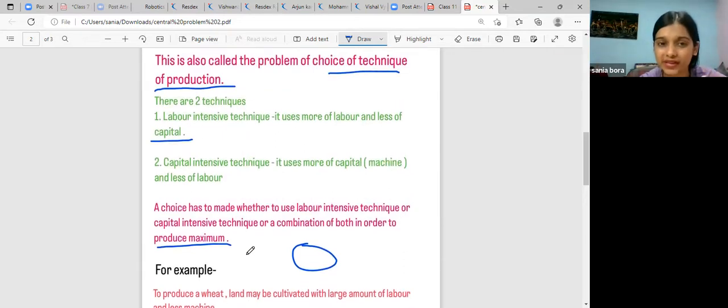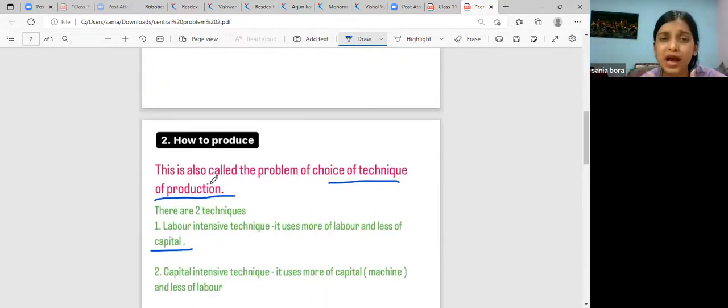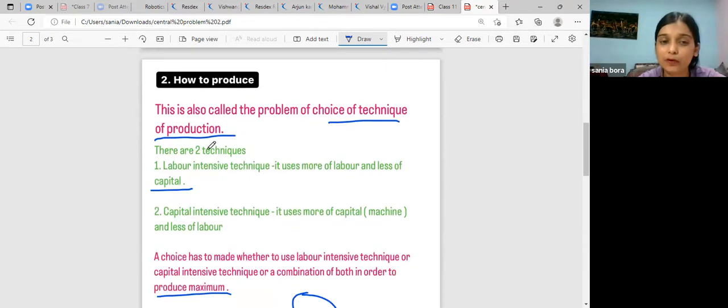making a choice of technique, which is known as how to produce. How should I make chapati? Whether I should use machine or whether I should use labor, right? So how to produce is also called choice of technique of production. There are two techniques, labor intensive and capital intensive.